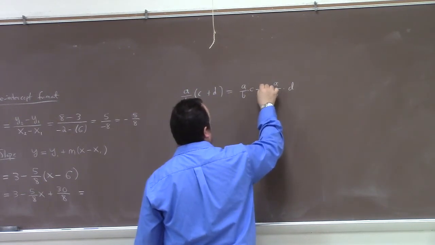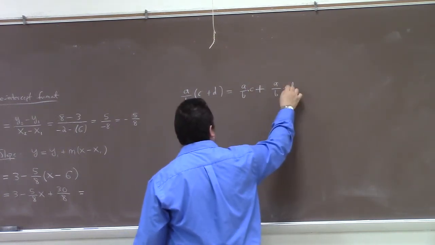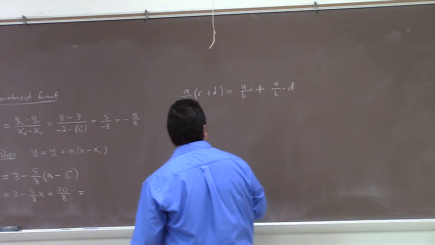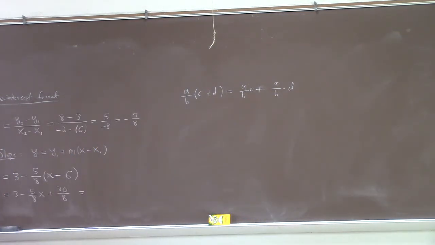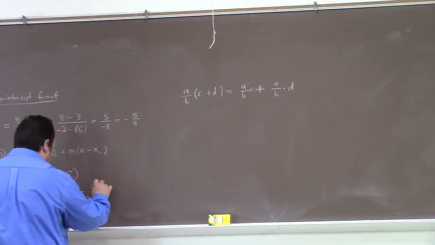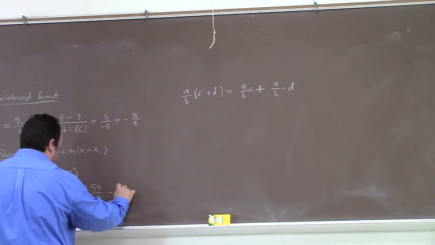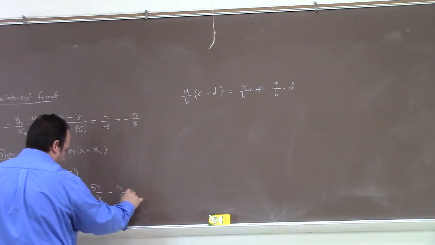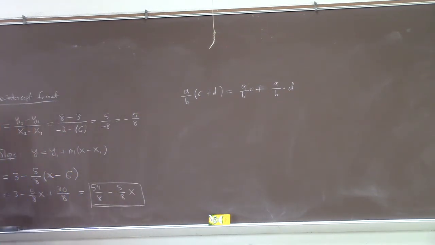There was a little defect in the board that was making it look like my equation had an extra dot in it. So yeah, this is the distributive property there. I think the 24 plus 30 is 54/8. So there you go. Slope-intercept form down there.